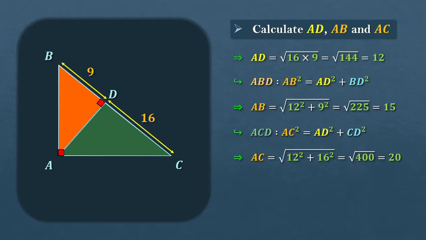With only 2 given segments on the hypotenuse, we were able to reconstruct the entire triangle. The altitude unlocked everything. AD equals 12, AB equals 15, and AC equals 20. This is a perfect example of how geometry rewards patience and structure.